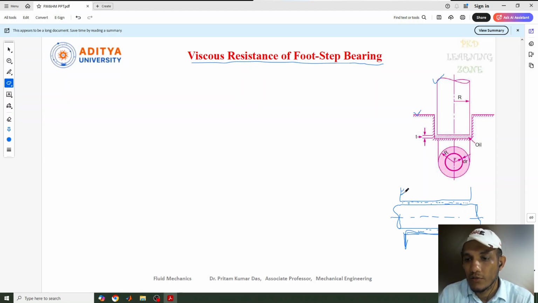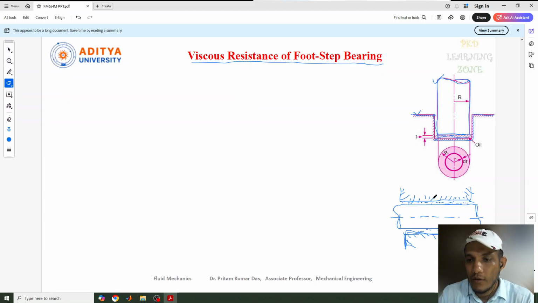Here also the bearing is fixed. So why am I showing this? For a better clarification of the footstep bearing and the journal bearing. This diagram is regarding the journal bearing, and this is for the footstep bearing. Here in the footstep bearing, the shaft is located vertically, and this is our bearing part which is fixed. In between, the oil film layer is there to reduce the wear and tear.